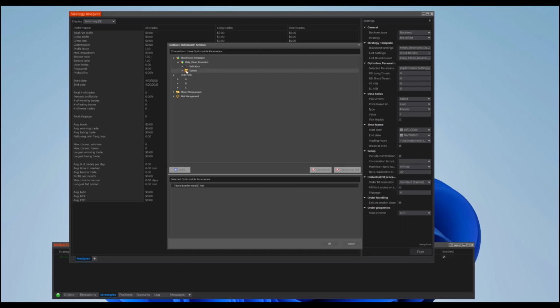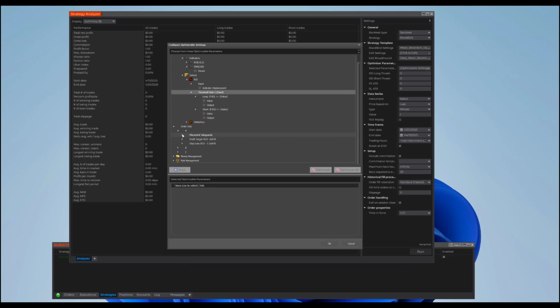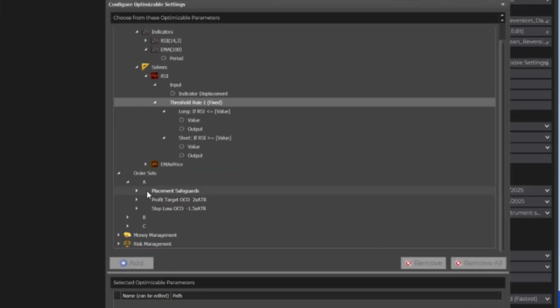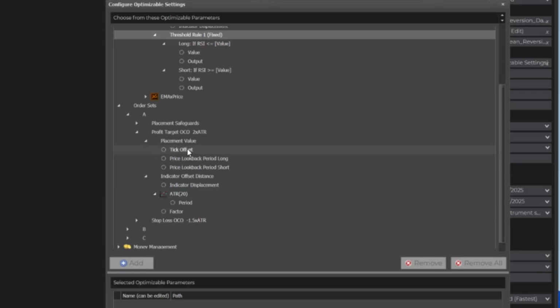Okay, so for example, you'll notice I've got my indicators here. I did say there was an RSI. There was also an EMA here. And I got my solvers, the RSI solver, which is looking at, if you recall, those two thresholds, right? The long and the short threshold, 30 and 70. And then I've got a comparison solver here. And then more importantly, I've also got those order sets. Okay, so if you recall in the BlackBird template, we had order sets A, B, and C, and then we had that profit target and stop loss set at 2 ATR and 1.5 ATR.